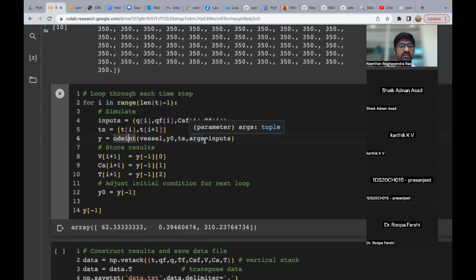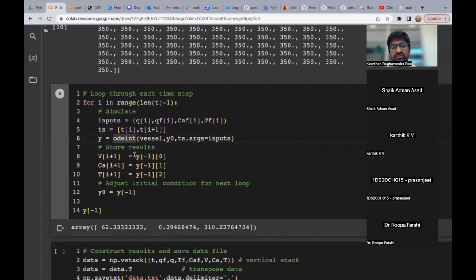So that's when you don't need to use the args equals whatever it is. In some instances the position of the arguments does not matter. So in that case, you can just say inputs instead of args. Or sorry, in that case, you need the args equals inputs. That way it knows which parameter inputs is. Okay, so next, we need to store the results of the volume, concentration, and temperature.